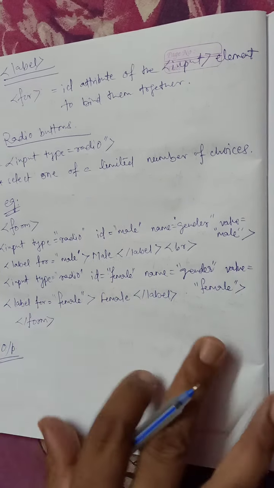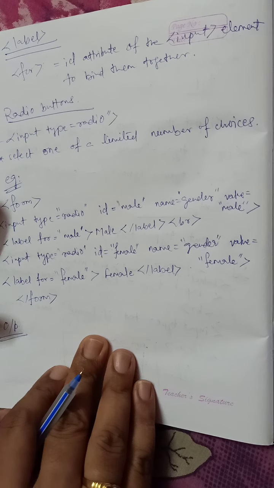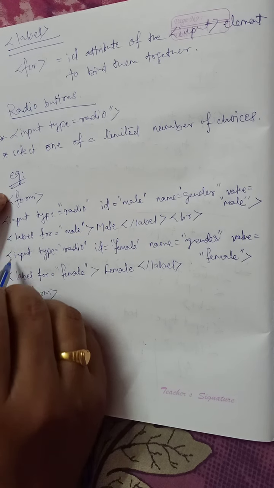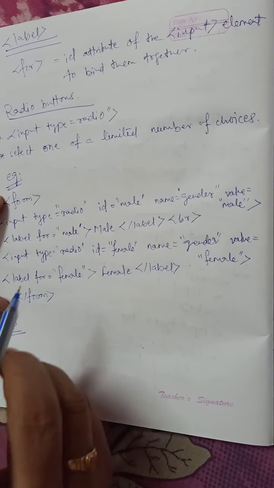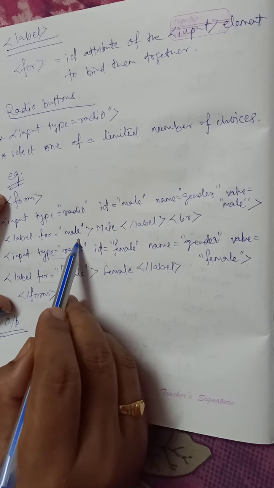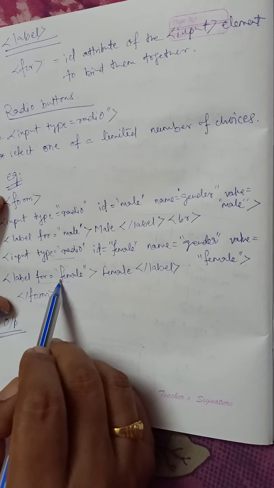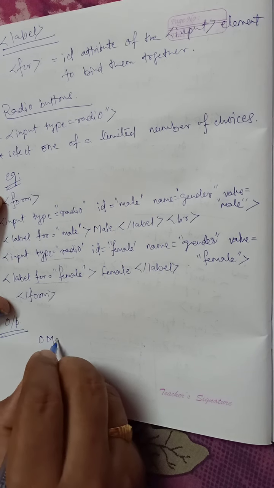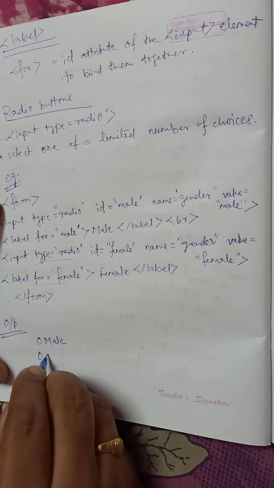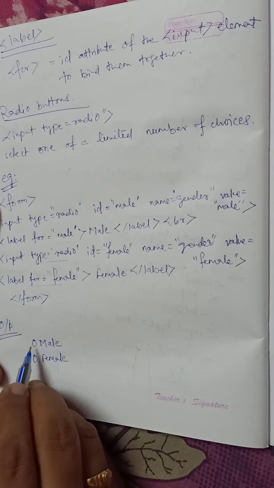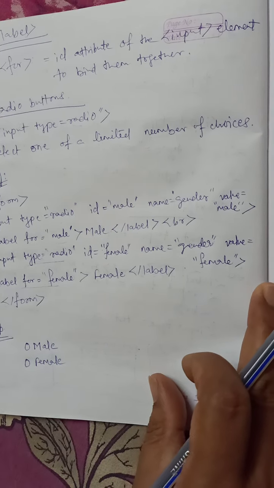For this much of code, here my form tag starts and here it ends. So within this I am mentioning the form elements. This is one element, this is one element, this is one element, this is one element. So four elements I have mentioned within the form tag. My output here will be something like this, and I have to choose any one of these options.